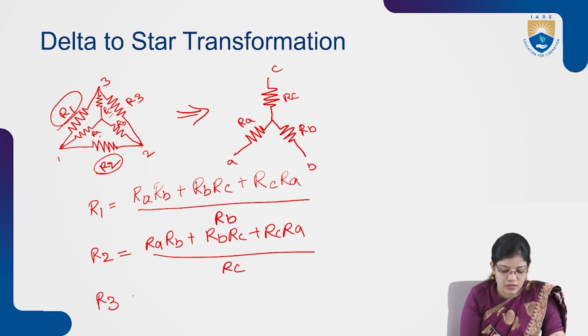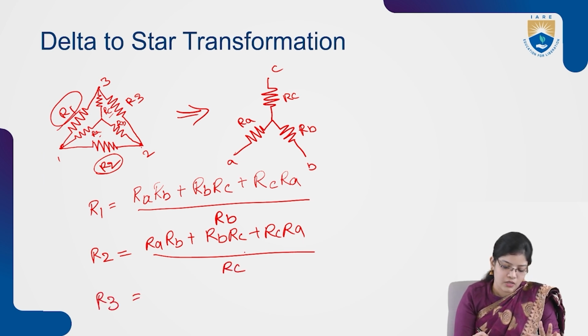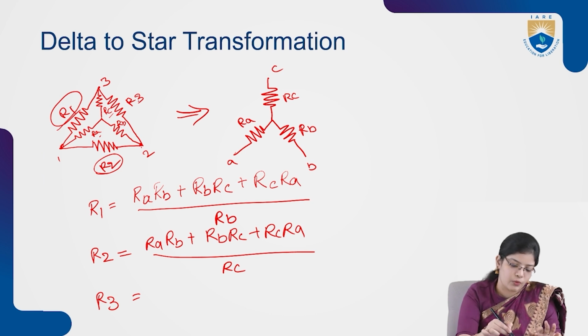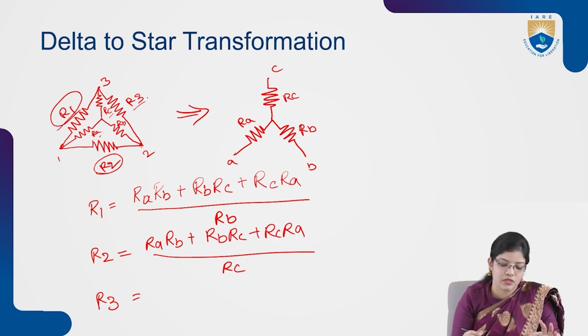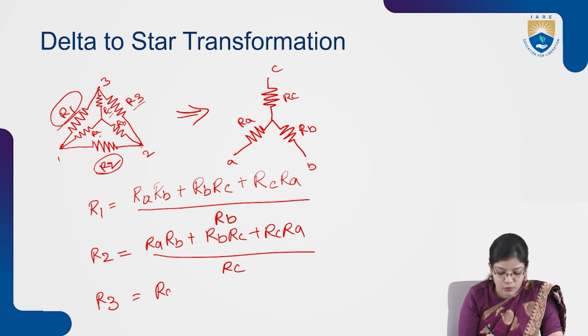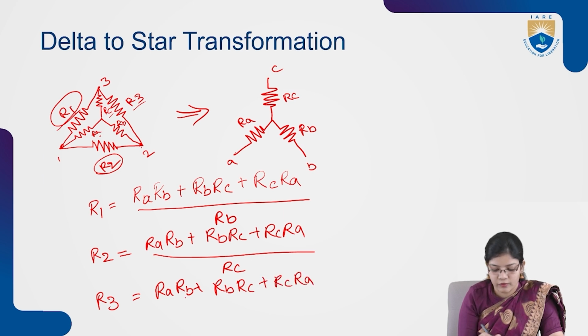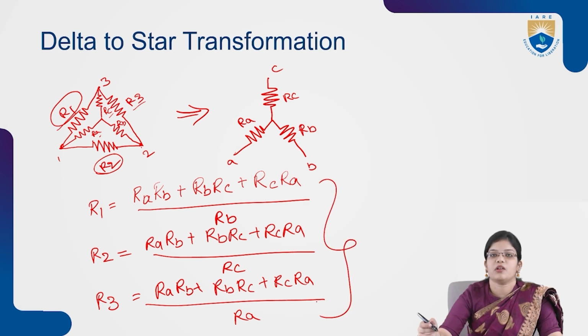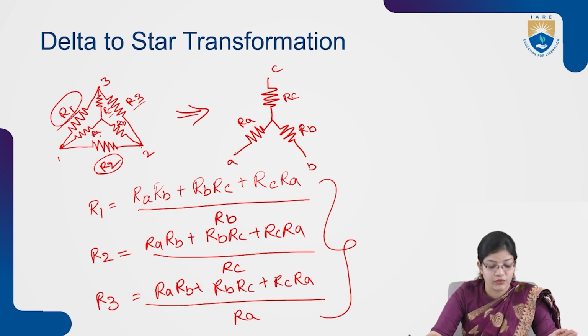So if we consider the network as R3, for this network, R1 and R3 are connected, so the opposite resistance will be RA. RC and RB are connected, so the opposite resistance will be taken as RA. First, we need to multiply all the resistances and divide by the opposite resistance. So these are the formulas used to convert delta into star transformation.